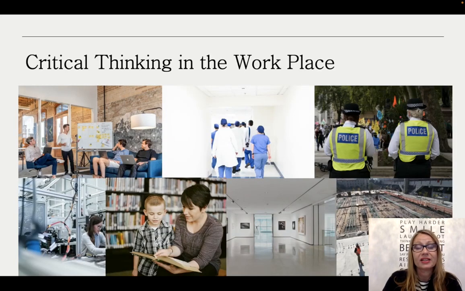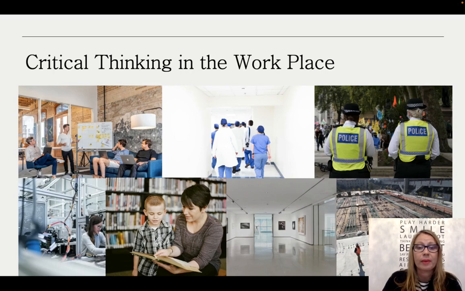Critical thinking isn't just used in academia. It's a skill that we develop in academia to ensure that you are prepared for the workforce. So it doesn't really matter what type of role you go into. There's usually decisions that need to be made, often quite critical decisions that need to be made in a short period of time, or perhaps longer projects that you might be working on.